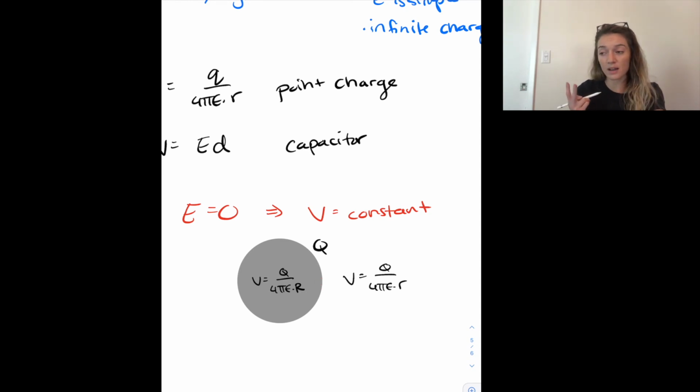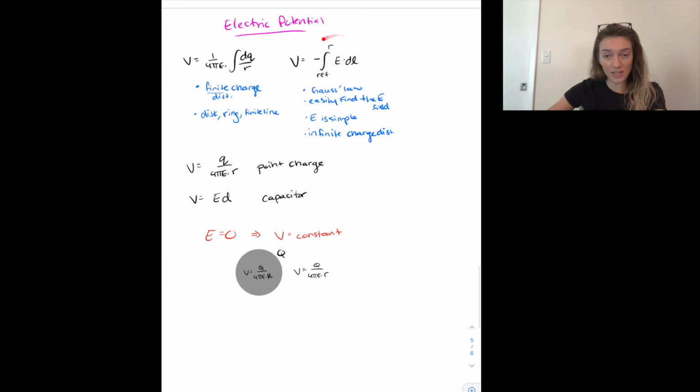Now I know that you can figure that out two ways. One way is that you can do this integral. You'll integrate from infinity to the radius of your sphere, capital R here, and then you'll integrate from capital R to some point inside your sphere. And we did this in lecture.